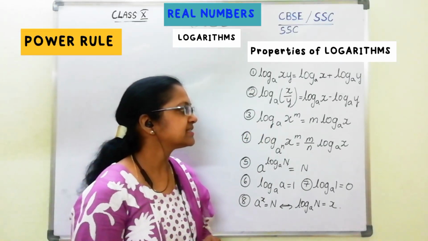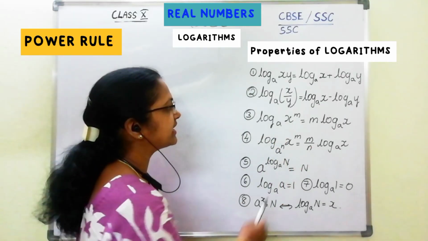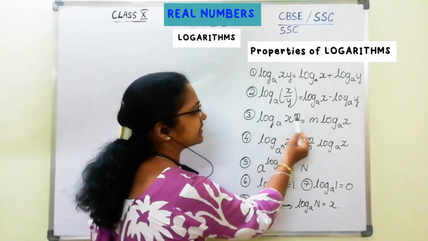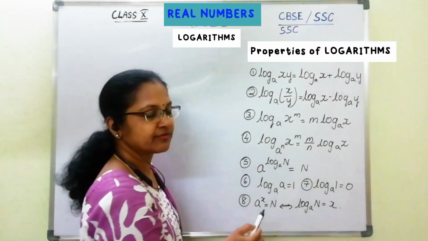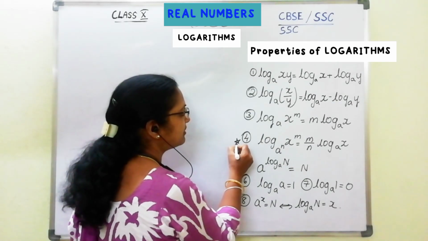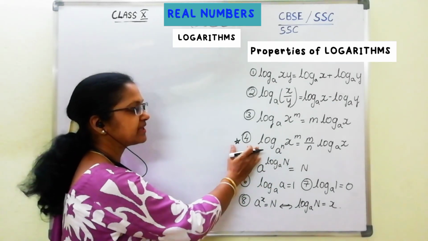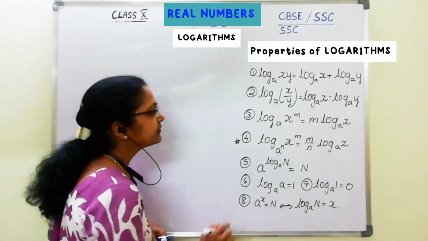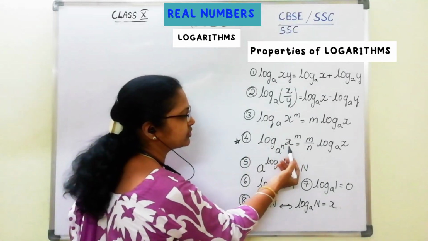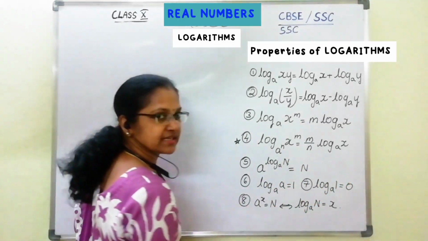Log x power m base a is equal to, whenever the power comes, we need to take this power to the left side. So m log x base a, a very important formula. This is one more extra formula which is very important, and whenever the concept comes, this helps us solve the problem easily. So log x power m base a power n is equal to, just take m by n, m by n log x base a.